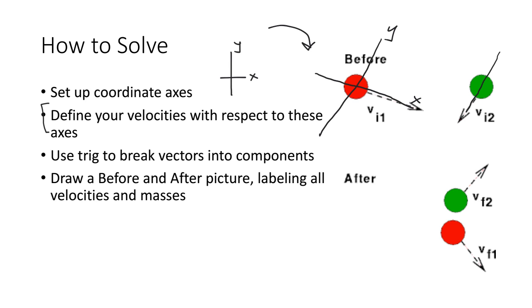That just means that you have to be consistent. This guy would also have to have that same set of axes. If your object's velocity is not along those axes, you'll have to use trig to break them into components. I find it easiest to draw a before and after picture labeling all velocities and masses. And I'll show you an example in this next slide right here.